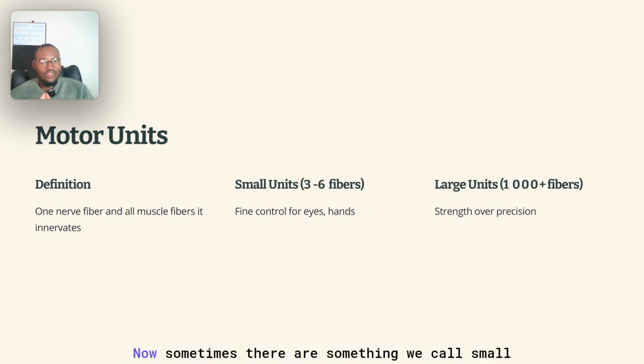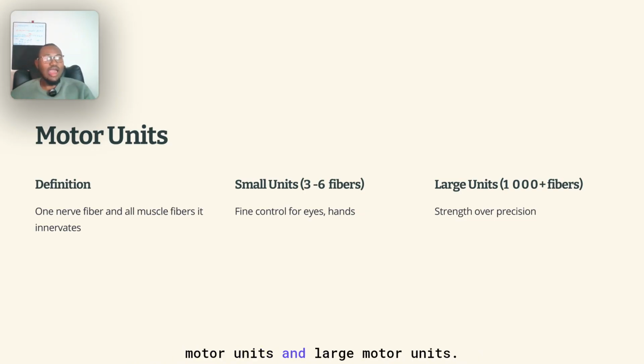All right. Now, sometimes there are what we call small motor units and large motor units. Small motor units is when one nerve is innervating 3 to 6 muscle fibers. Large motor units is when one nerve is innervating more than 1,000 muscle fibers. Very important. Small motor units are used in fine control, like in the eyes and the hands. Very, very precise. But large motor units are not precise, but they are used for heavy movements. Extremely important for you to know this.